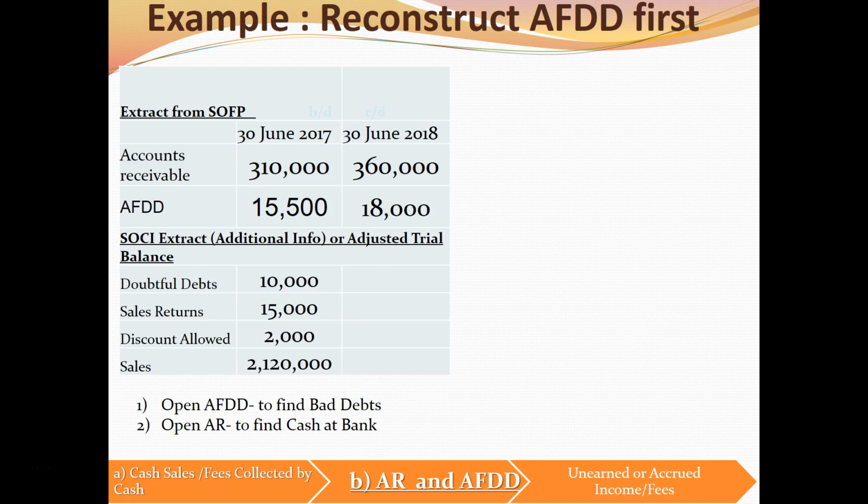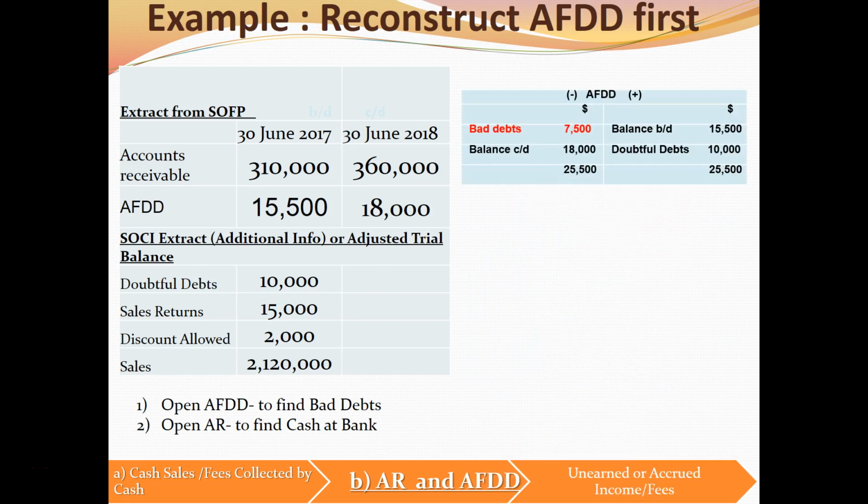So I give you guys a bit of minutes. You don't have to do it perfectly. Just put the figure where debit and credit exist. So the first thing you should count is your AFDD. Did everybody get 7,500? So what you do is the opening balance put here, the doubtful debts put here, carry down AFDD put here. So bad debt is the balancing amount. So 15,500 plus 10,000, you get 25,500. And then you minus your 18,000, so you get 7,500 as your bad debts.